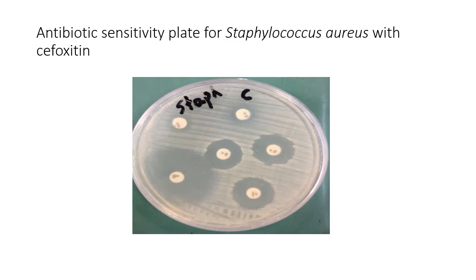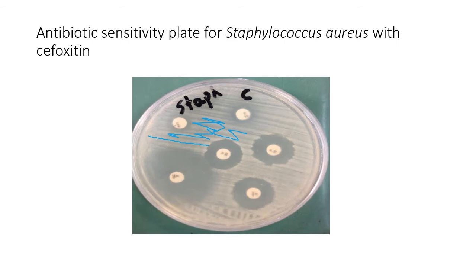So you take your isolated strain of Staph and make a lawn culture. What you're seeing here is the lawn culture of Staph, as against the earlier plate, where you saw isolated colonies of Staph. Now we take 3-4 colonies from those isolated colonies and swab it on a plate to make a lawn culture.